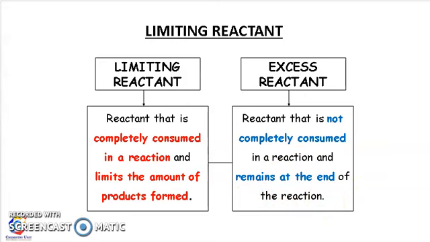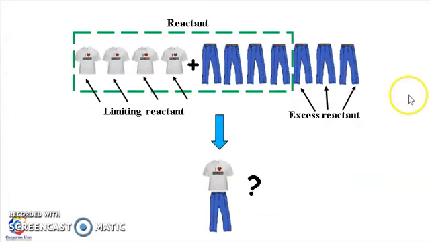So let's look at one more example. Based on this diagram, 4 t-shirts match with 7 trousers. So we can make 4 outfits. So the limiting reactant is the t-shirt and the excess reactant is the trousers.